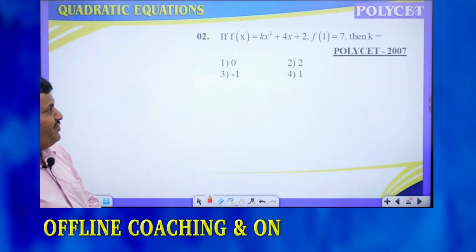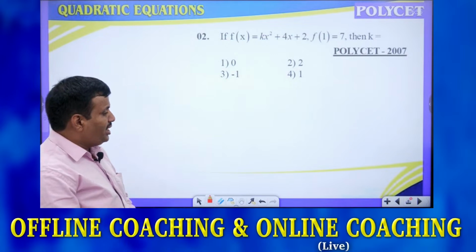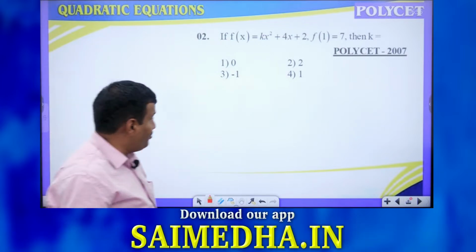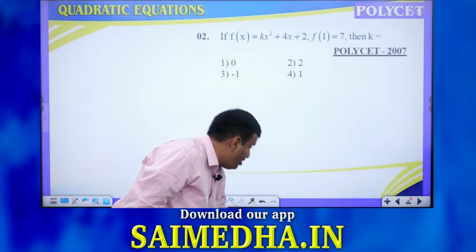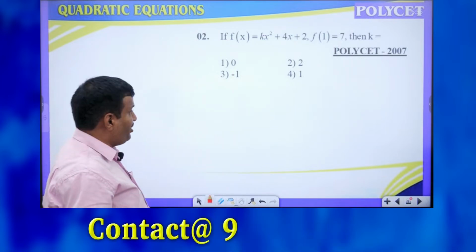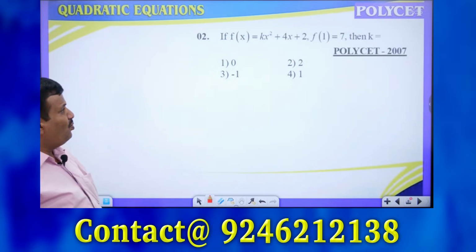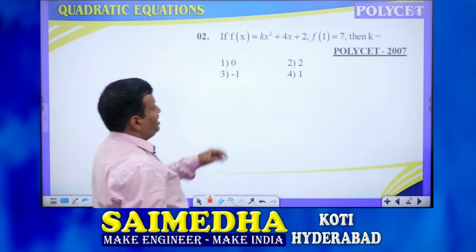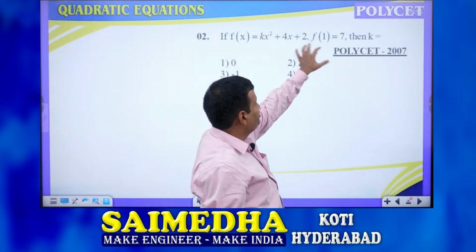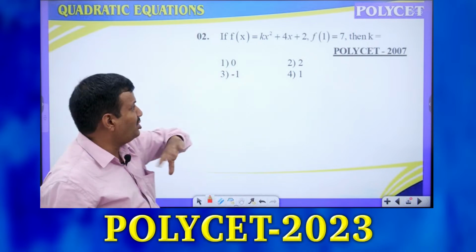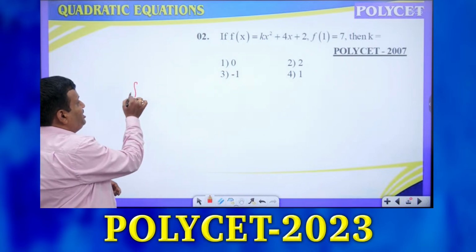Coming to, if f of x is equals to kx square plus 4x plus 2, f of 1 is equals to 7. Then what is k value? f of 1 అంటే ఇక్కడ 1 అనేది 0 or root of the equation అని చెప్తాం. What is f of 1 here?